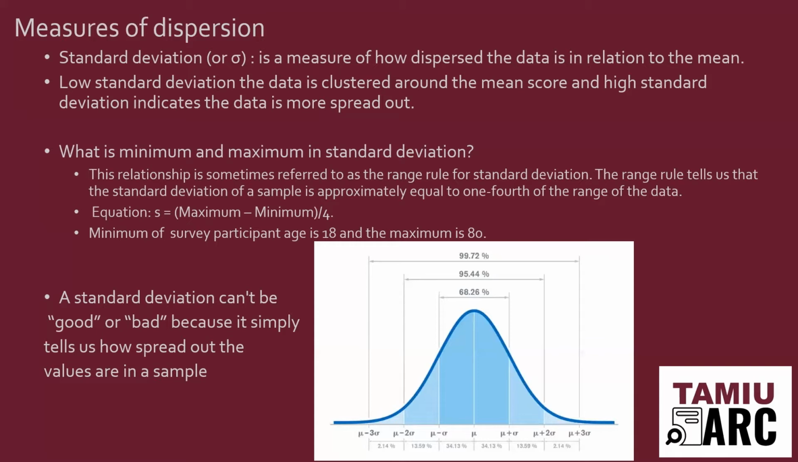Again, it would be 34.13 plus 13.59 plus 2.14, so the distance from the mean score totals 99.72% of the data.